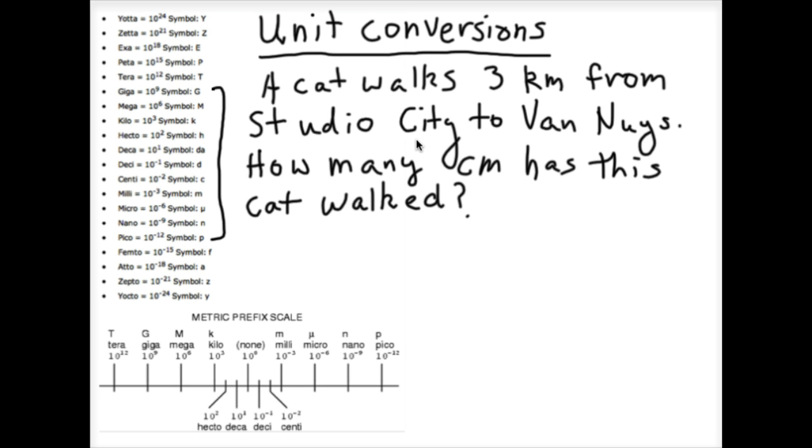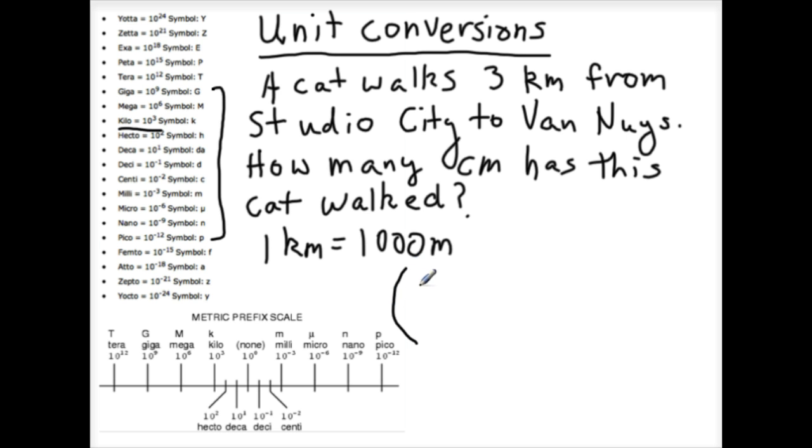Let's say, for example, that a cat walks 3 kilometers from Studio City to Van Nuys, and I ask you how many centimeters this cat has walked. It's much easier to go from kilometers to meters and then from meters to centimeters than to go straight from kilometers to centimeters. Our conversions will become much more complicated, so it's worth learning this approach first. Hopefully this is familiar.